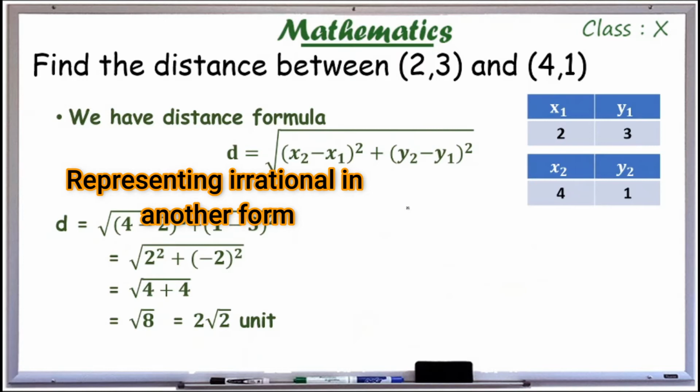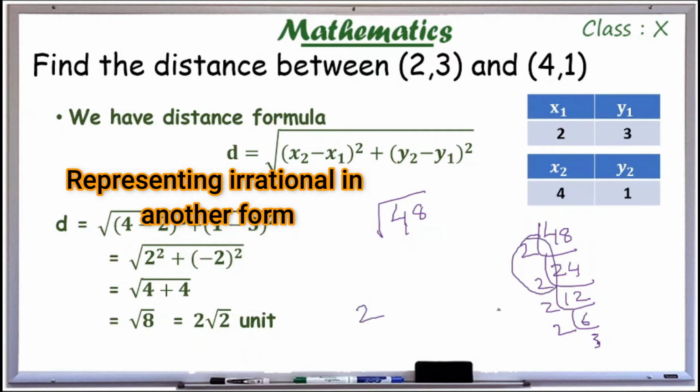Also one more example: 48. Suppose I have to represent root 48. First I am going to factorize 48. So 48 is equal to 2 into 2 into 2 into 2 into 3. From this pair of 2's I can take one 2. Also from this other pair I can take one 2, and there is no pair for this 3. So I write it as root 3. So the answer is 4 root 3.